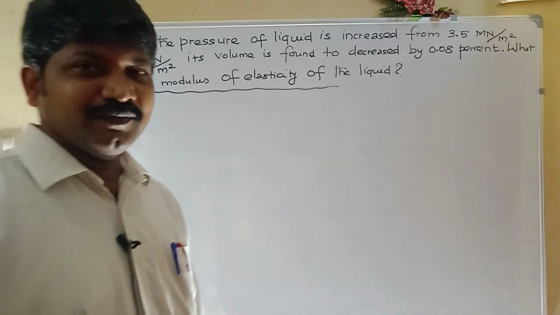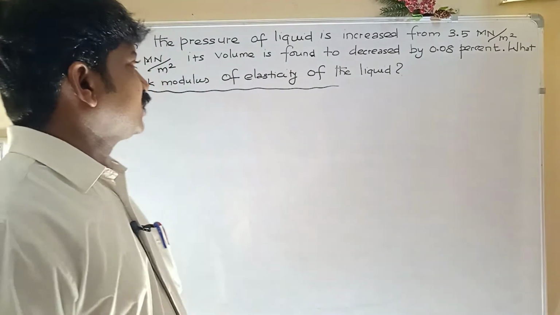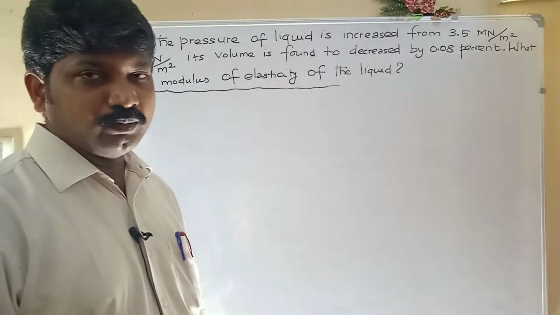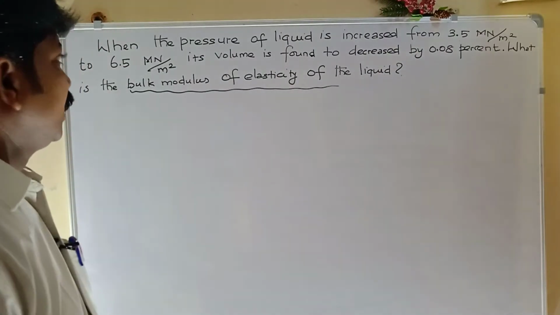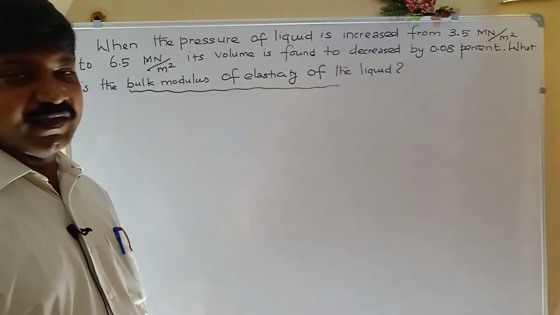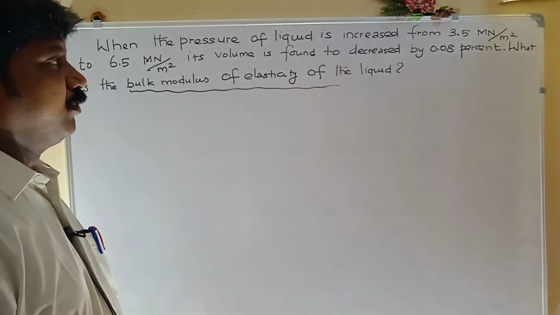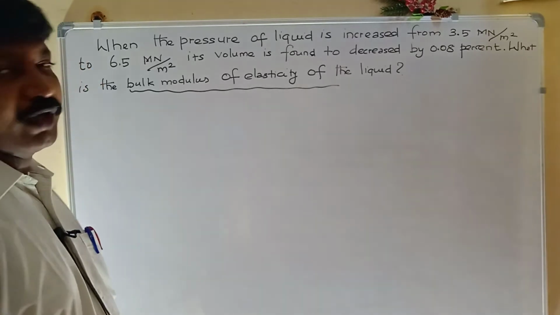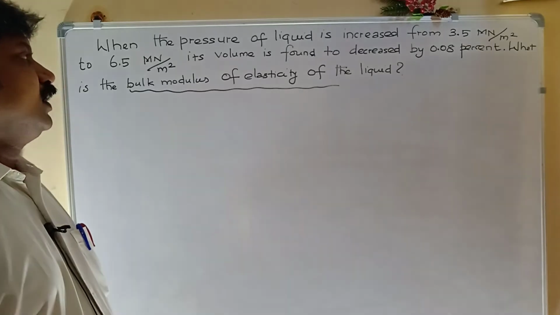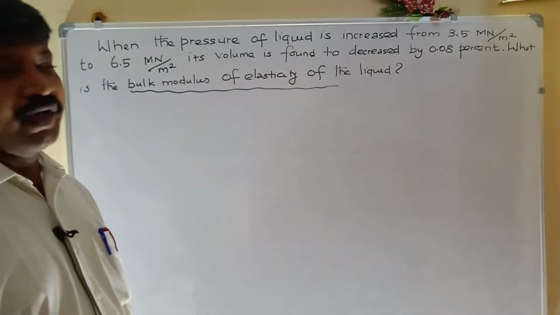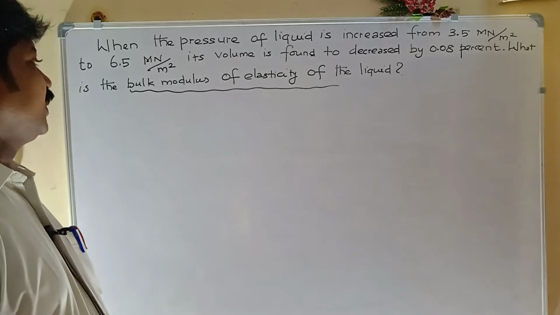Dear students, welcome. Now we are going to solve one problem based on bulk modulus. When the pressure of a liquid is increased from 3.5 meganewton per meter square to 6.5 meganewton per meter square, its volume is found to be decreased by 0.08%. What is the bulk modulus of elasticity of the liquid?